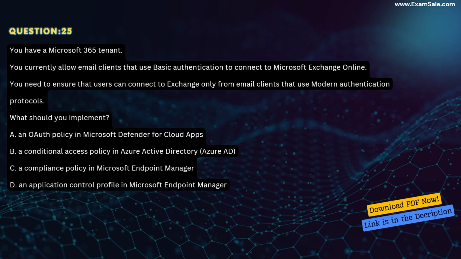Question 25. You have a Microsoft 365 tenant. You currently allow email clients that use basic authentication to connect to Microsoft Exchange Online. You need to ensure that users can connect to Exchange only from email clients that use modern authentication protocols. What should you implement? A. An OAuth policy in Microsoft Defender for Cloud Apps. B. A conditional access policy in Azure Active Directory (Azure AD). C. A compliance policy in Microsoft Endpoint Manager. D. An application control profile in Microsoft Endpoint Manager.